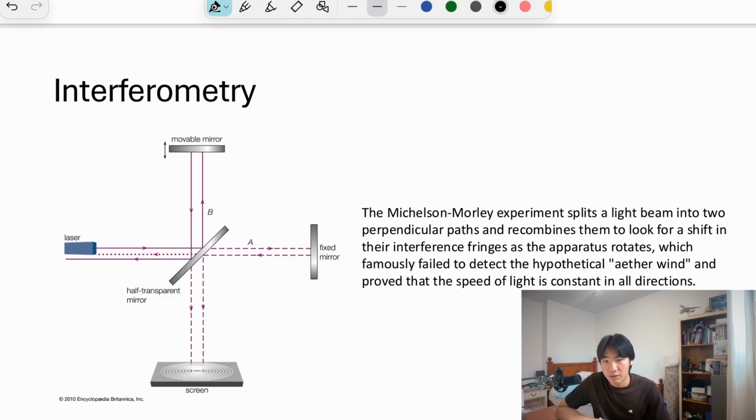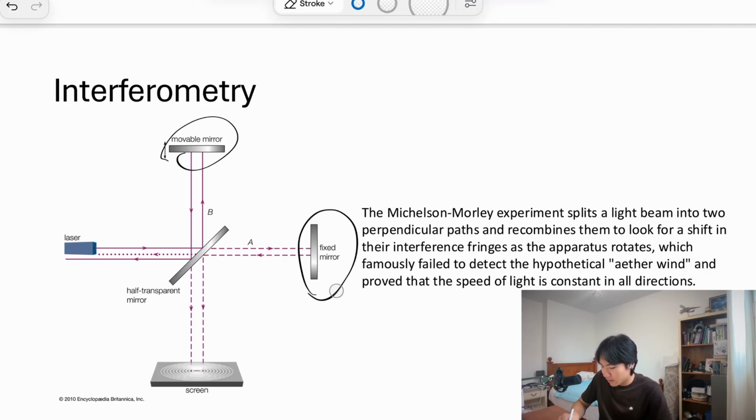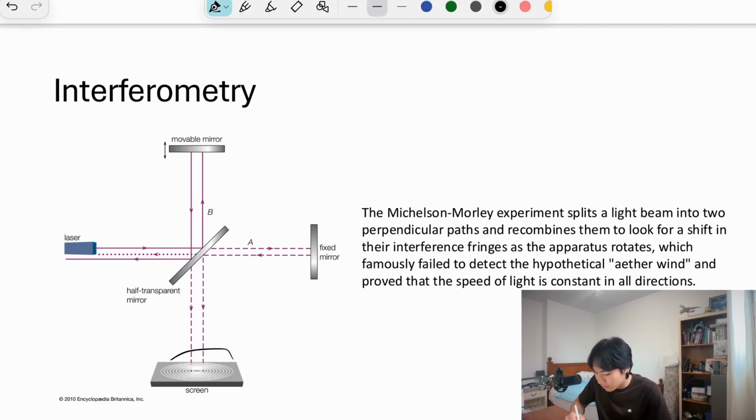Next one is interferometry, and you can deduce by its name that it's something to do with the interference phenomena that we are studying, right? So what this person did is he shot a laser through a half-transparent mirror, as you can see here. And then there's a movable mirror here, and there's a fixed mirror here. By moving the mirror, we can alter the pattern on the screen. And through this alteration, he proved that the speed of light is constant in all directions, basically, right? And he wanted to prove that it was not, but it was. So he didn't prove his thesis, but he proved another person's thesis, basically.